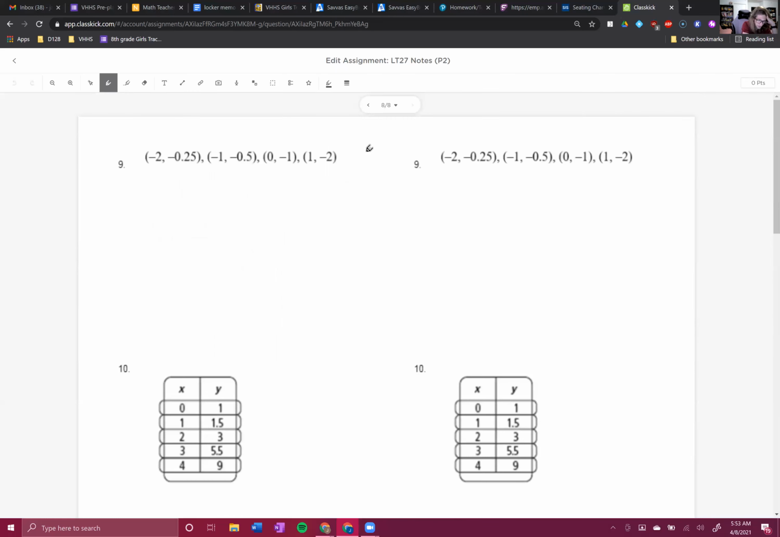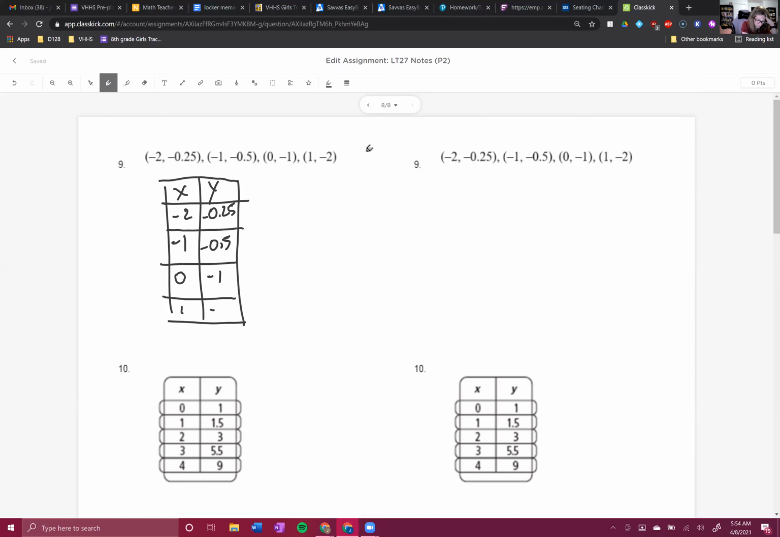All right, got to make another table. Oh, we got some decimals. Everybody's favorite. Only 4 points though. So if you're not sure what to do, I would just start with your linear differences. How do we get from -0.25 to -0.5? Well, that's subtracting 0.25. It's going to make it more negative.